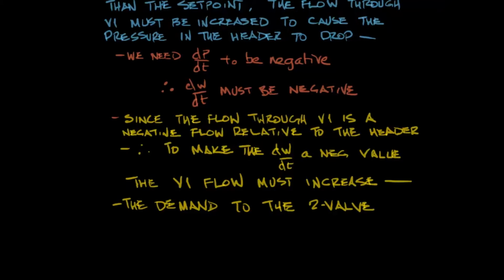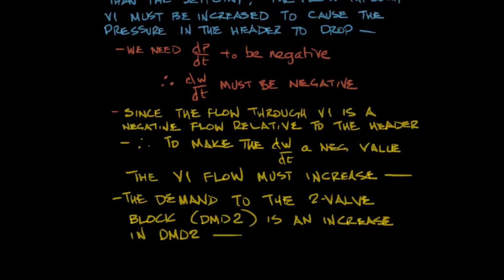So the demand to the two-valve algorithm block, in other words, demand 2, has to increase if we want to drop that pressure.